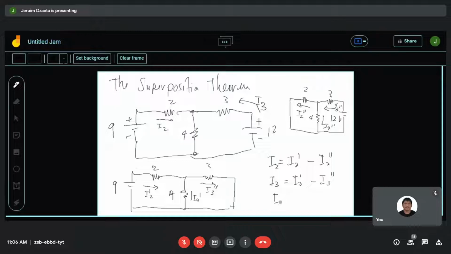I sub 4. Can you say I sub 4 to be a composite of I sub 2 and I sub 3? Let's say, because the current in this case is in the same direction, all going down. Here going down. Siyempre pasiring siya. Yun naman pasiring going down. Let's say that is I sub 4 prime plus I sub 4 prime prime. That's the superposition theorem. All right?